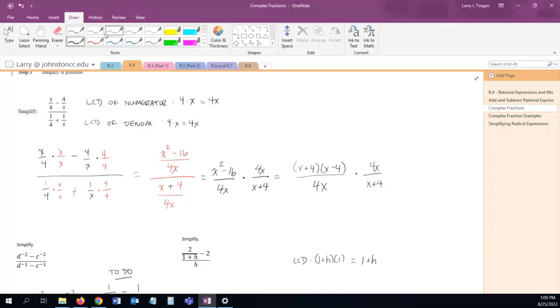X plus 4, let me finish this off, get it right. The plus 4 is divided, the 4x is divided. I'm left with x minus 4.